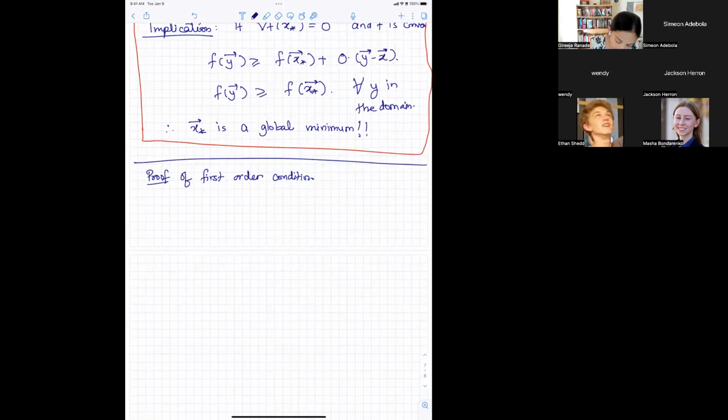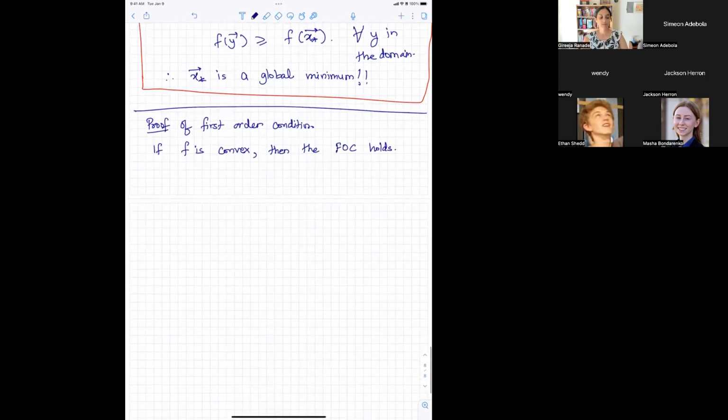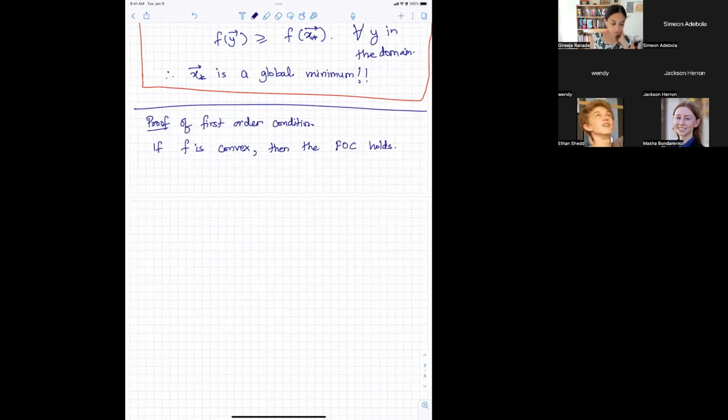So first, if f is convex, then the first order condition holds. Okay? So how should we prove something like this, right? Well, clearly we have only one thing: Jensen's inequality, since f is convex, so we have to use it. So let me just write it out.